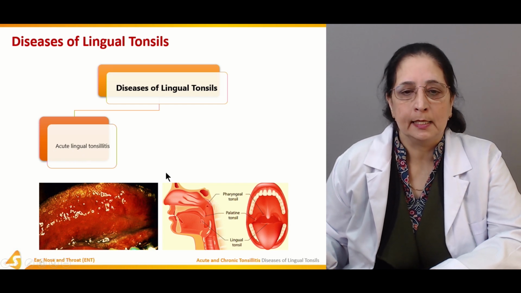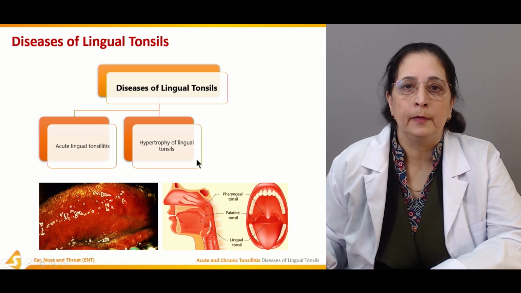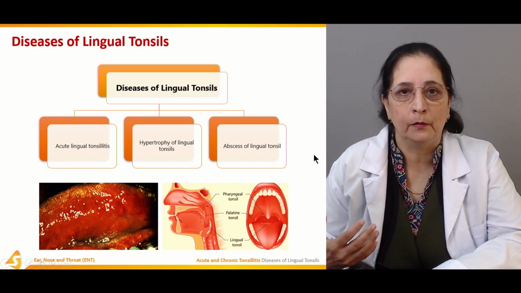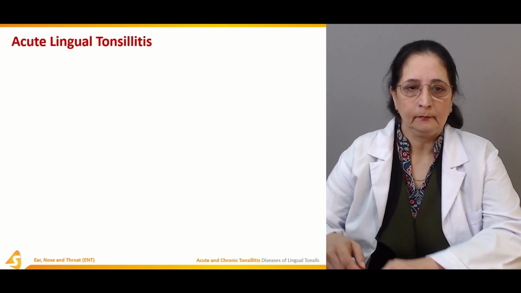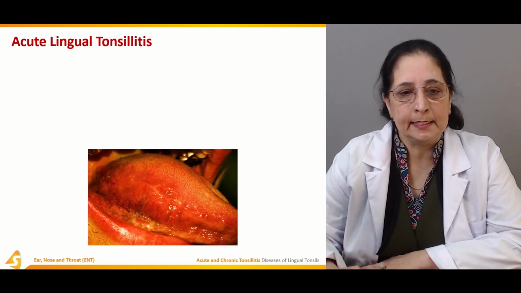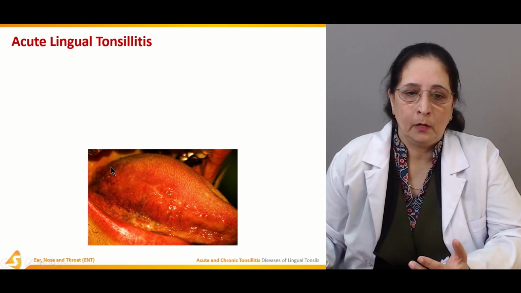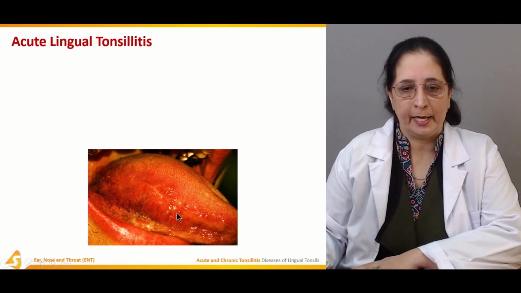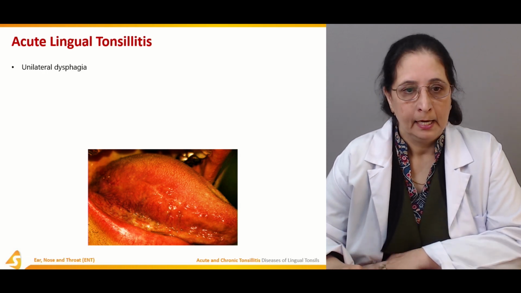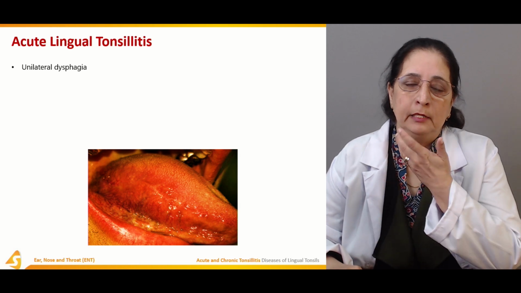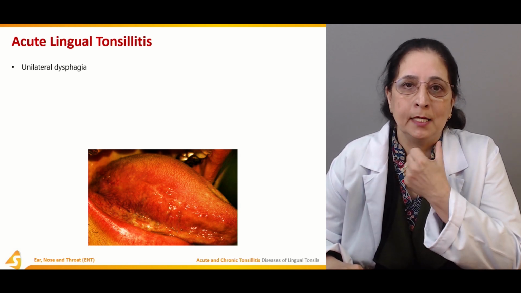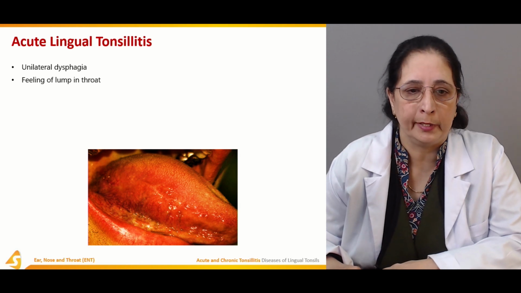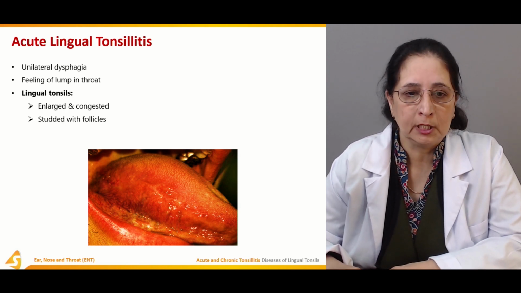Acute lingual tonsillitis, then we have hypertrophy of lingual tonsils, abscess of lingual tonsils. So these are some diseases of lingual tonsils. Acute lingual tonsillitis, because it's now in the tongue, the tongue is mostly affected and becomes painful. Unilateral dysphagia, which is difficulty in swallowing on one side, is present. Feeling of lump in throat.